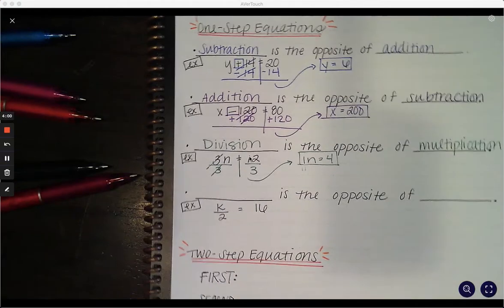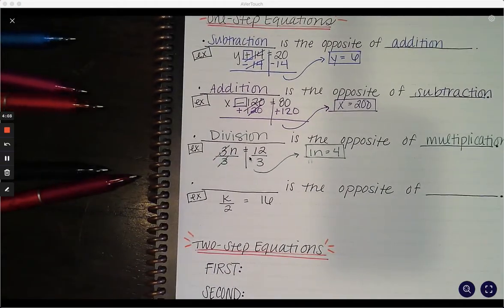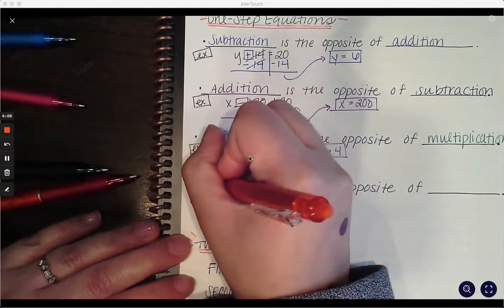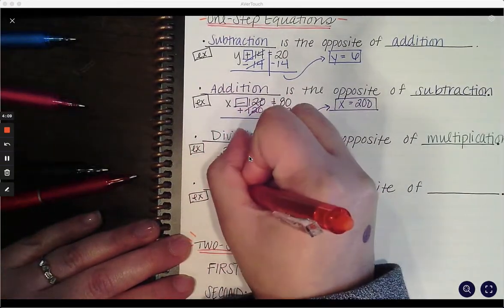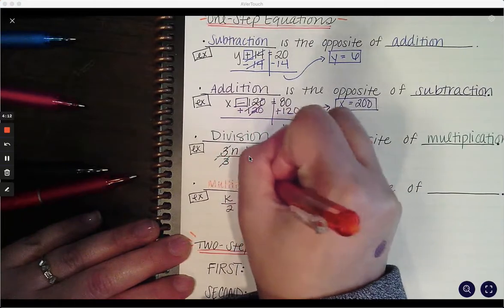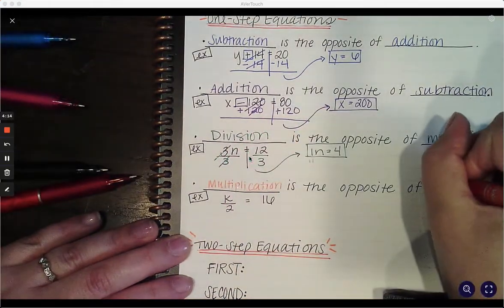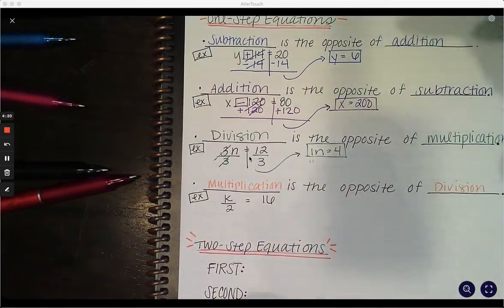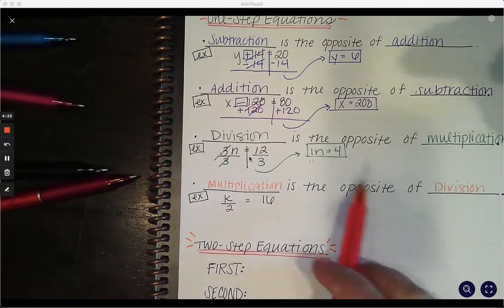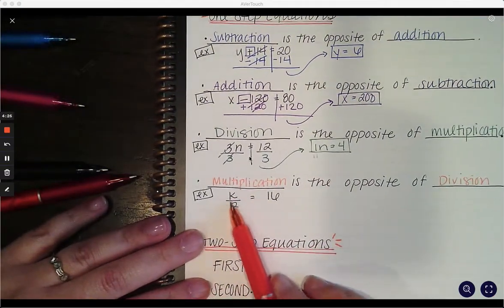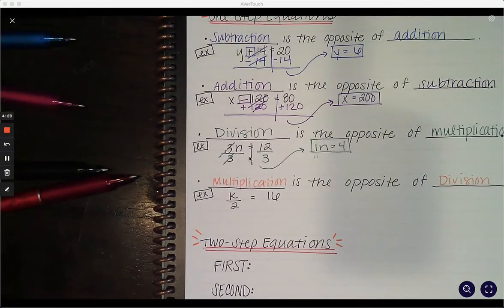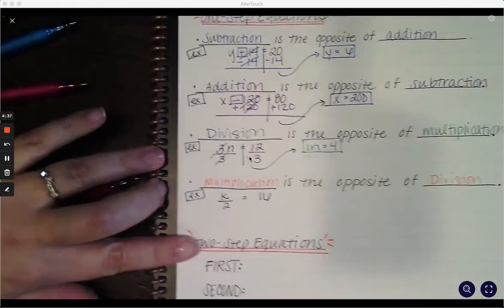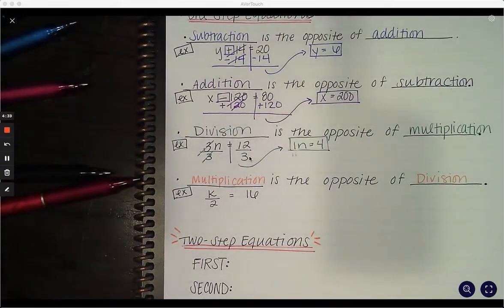Okay. So if division is the opposite of multiplication, multiplication is the opposite of division. Okay? So whenever we see a fraction here, that's division. Fractions are division. Okay, they are division problems. They've always been division problems. I don't know if people realize that, but whenever we see a fraction, it's dividing.